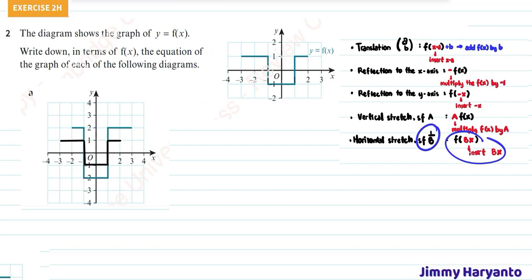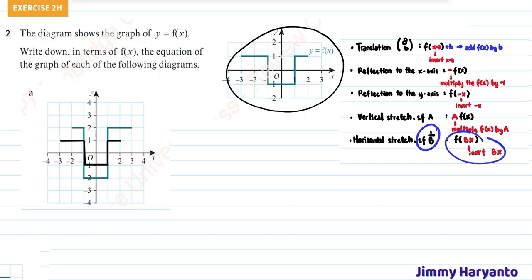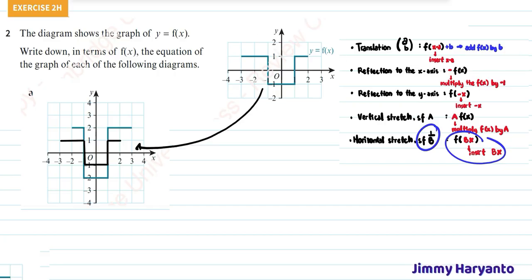Okay, next is question 2a. For question 2a, you need to write down in terms of fx the equation of the graph of the following diagrams. Okay, so this is the original. I already copy it for you, so you can compare them. We have this, the fx is the original, and then because we need to find the image of the fx, we need to describe the transformation first. So I can see that this one is short, but this one is long. That means this will correspond with this one, yeah. But they are not in the same place, not in the same quadrant.